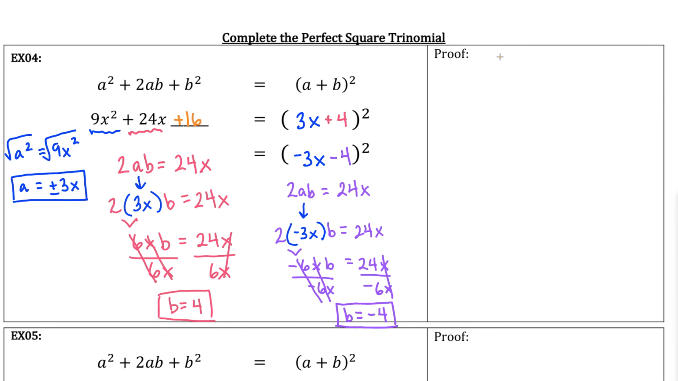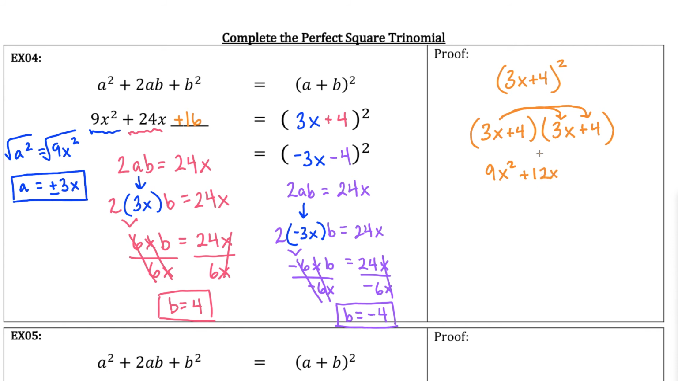So I'm going to do 3x plus 4 squared, which is, I'm going to go down, 3x plus 4 times 3x plus 4. 3x times 3x is 9x squared. 3x times 4 is 12x. 4 times 3x is 12x. Looking good so far. 4 times 4 is positive 16.